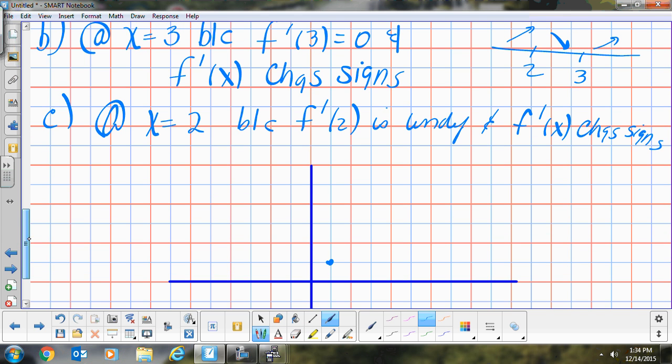So what should I do to get from 1 to 2? I should be increasing concave down. To get from 2 to 3, I should be decreasing concave up. To get from 3 to 4, I should be increasing concave up. Yeah. Because if there's a break, it's not continuous.